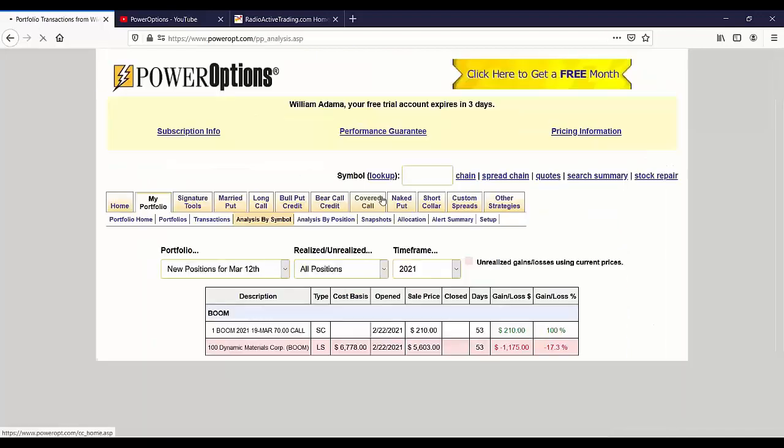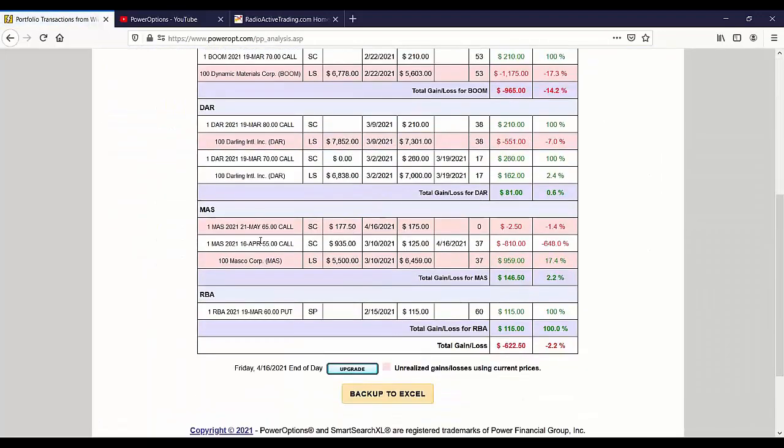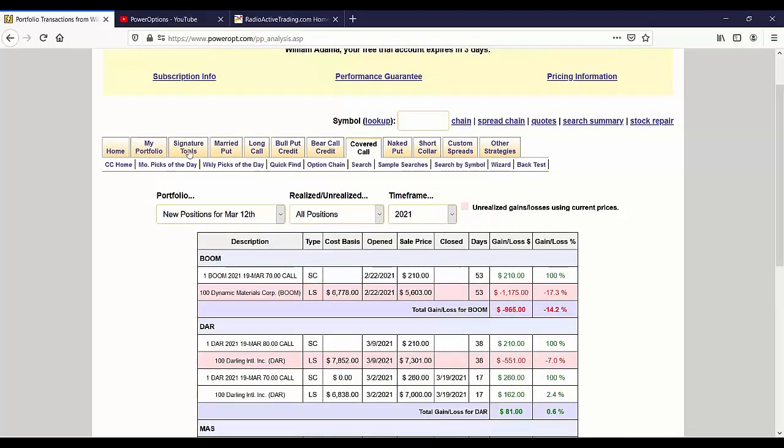Or if you want to look at analysis by symbol, it shows me a running tab of everything I've done with Masco so far. Those highlighted in reddish pink are the ones that are still open. This one with no background is the call that was closed. So as I continue to roll and adjust positions in that case, we're going to keep seeing the record of it and a running total of what my profit is, realized or unrealized, in the analysis views here as well. Okay, so that's how you do it all.